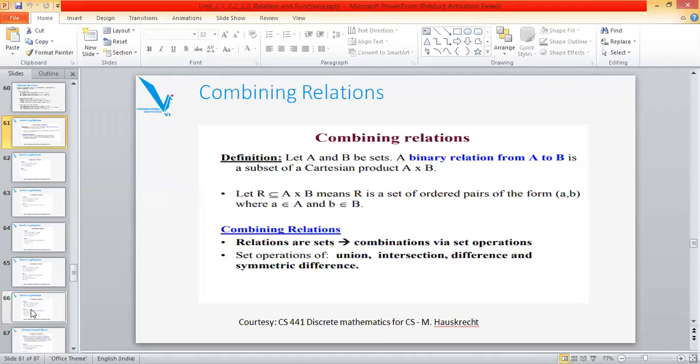Now the next point is nothing but the combining relations. Now what is a combining relation? Combining relations is that, just like we did operations in sets, union, intersection, difference and symmetric difference, just find them out for relations also, and after finding out the relation we can find out the combining relations. Now what the combining relations is, let's directly jump to the example.